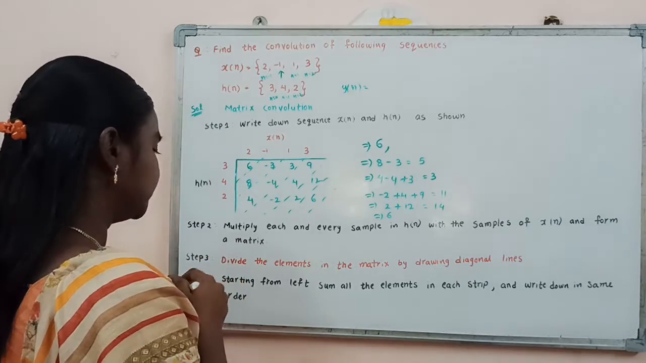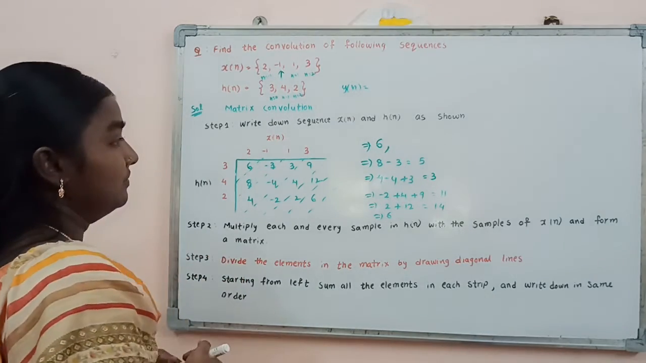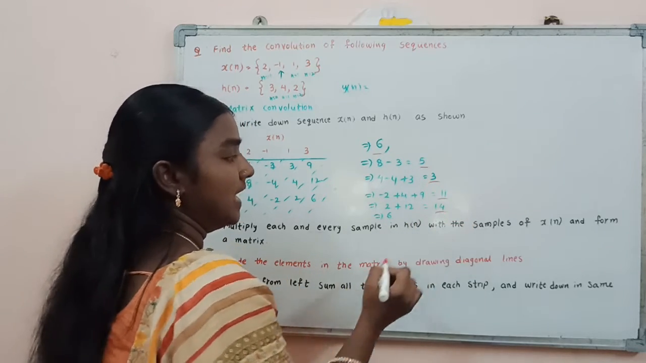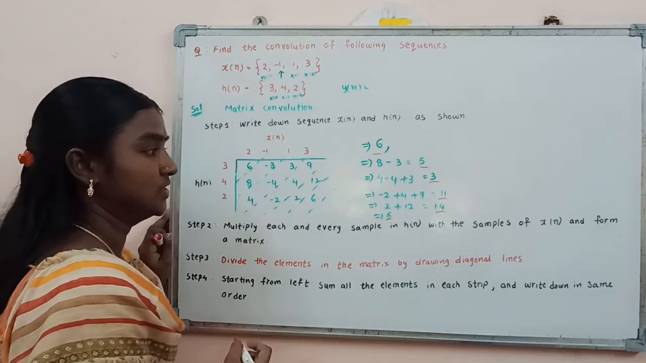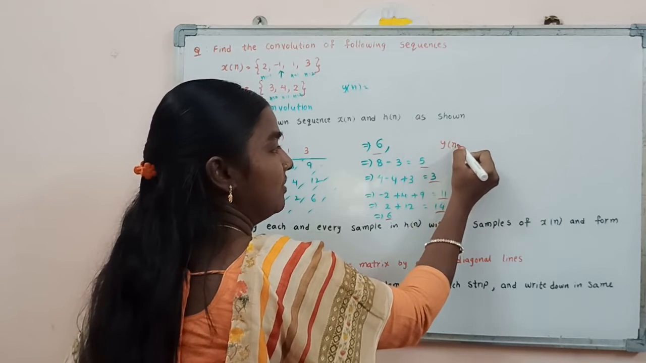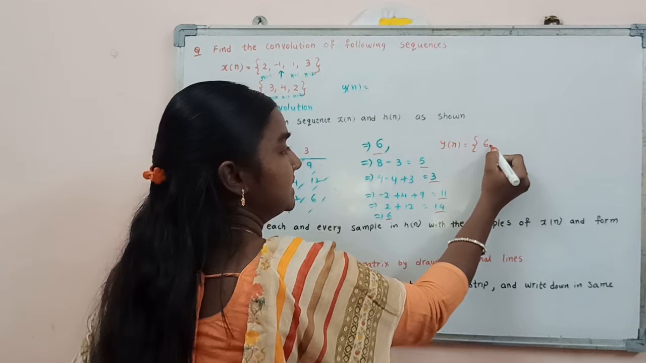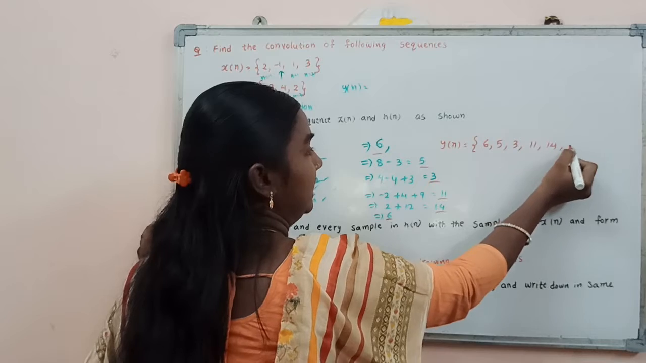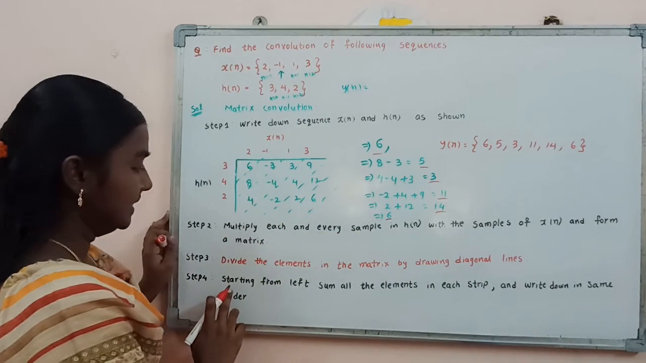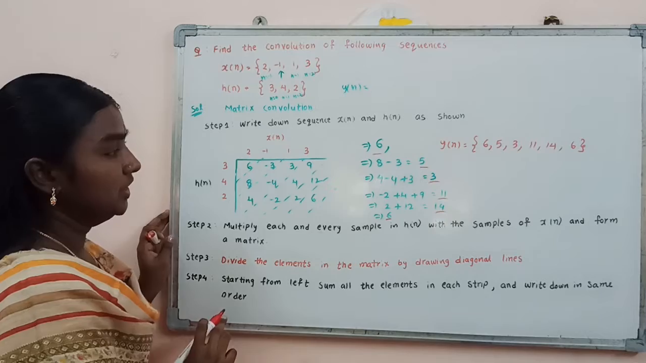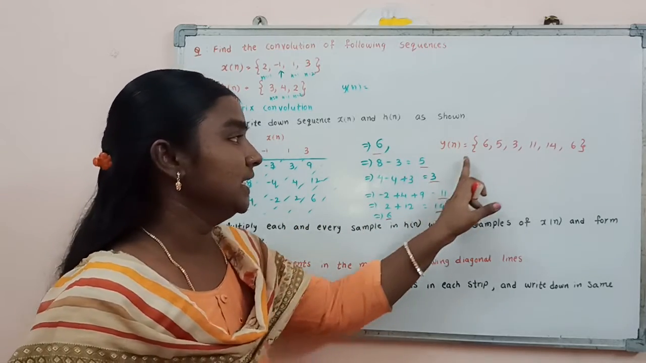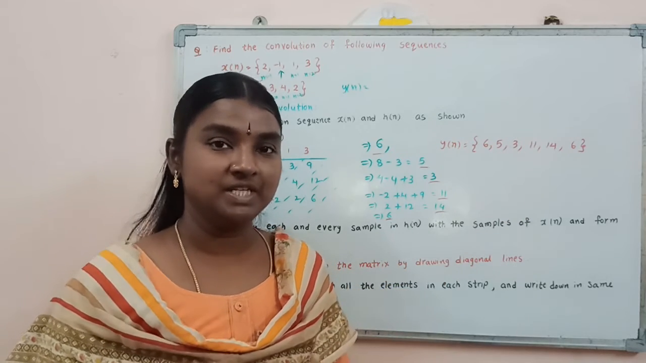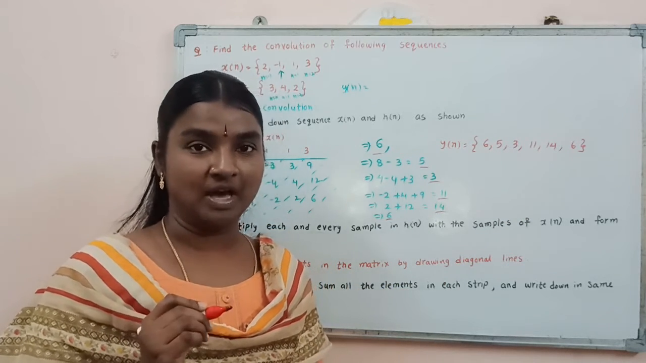Now we find the amplitudes as 6, 5, 3, 11, 14 and 6. So the output y of n amplitudes are going to be 6, 5, 3, 11, 14 and 6. Now in step 5 we need to arrange all these amplitudes in a line. Which amplitude represents which time instant, we need to consider one formula.